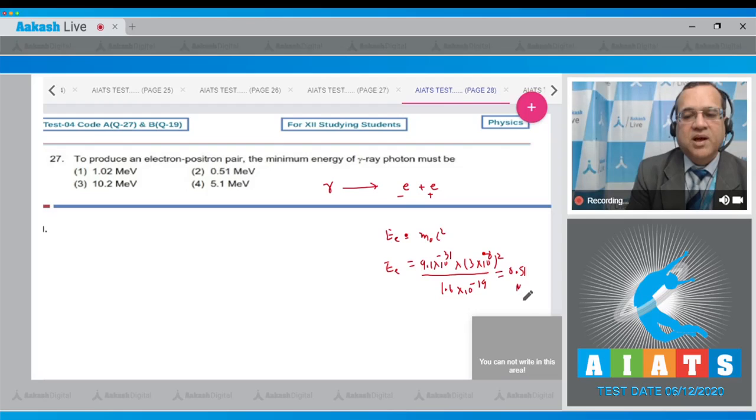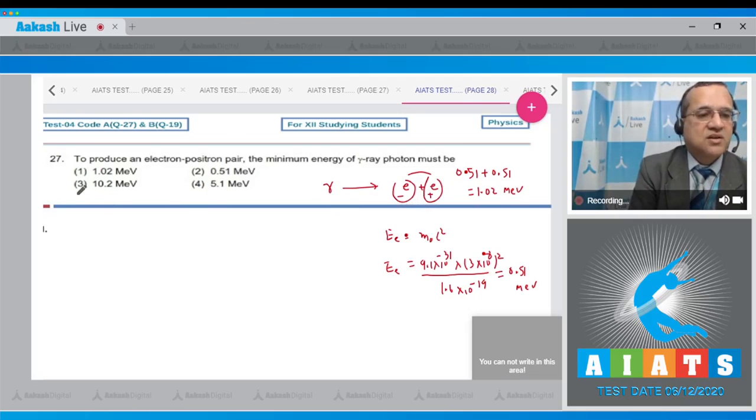And this value comes to be 0.51 mega electron volt. So that means if this electron exists, then it has energy of 0.51, and the second also has the energy of 0.51. So the total energy will be 0.51 plus 0.51, and that is equal to 1.02 mega electron volt. So gamma rays should have energy at least 1.02 because these particles are formed. So the correct option is 1.02 mega electron volt.